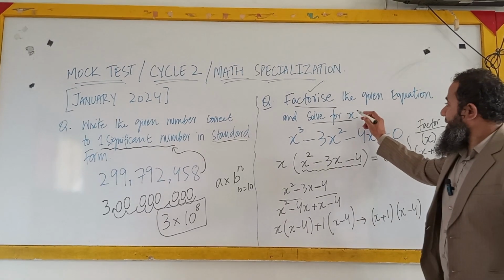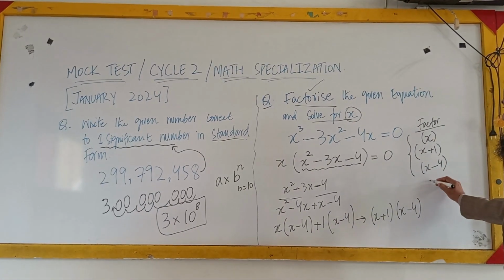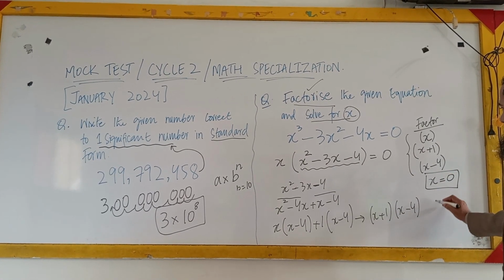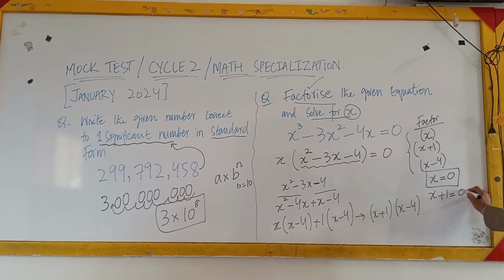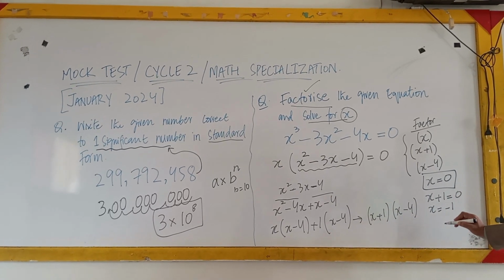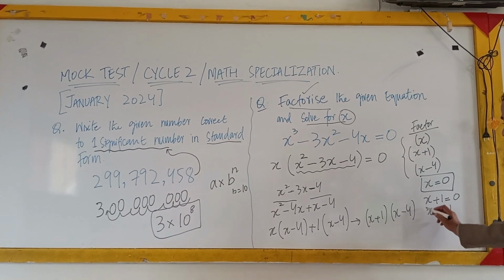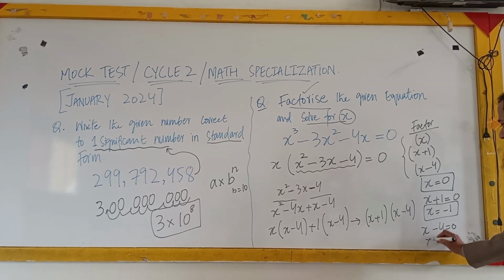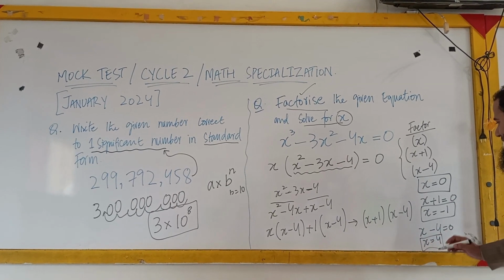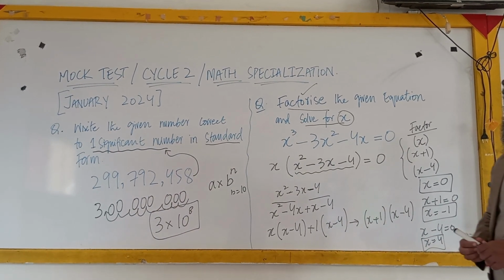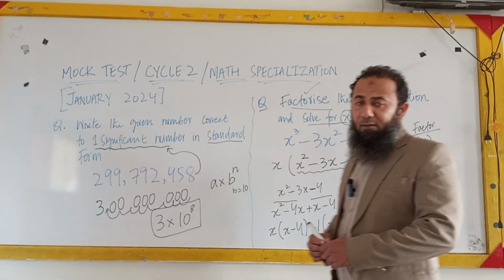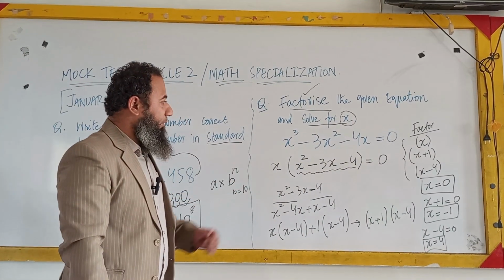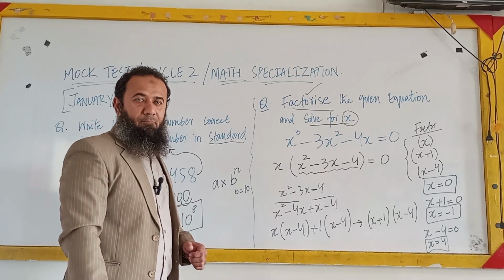To find the values for x, we need to equate all of the factors to 0. So the first value of x is 0, the second value of x is equal to minus 1, and the third value of x is equal to 4. So this is how you can factorize any given equation, and by equating all the factors to 0 you can easily figure out the values of x.